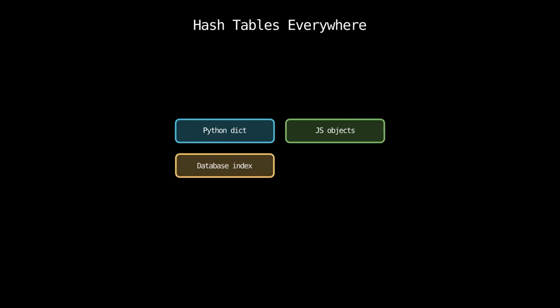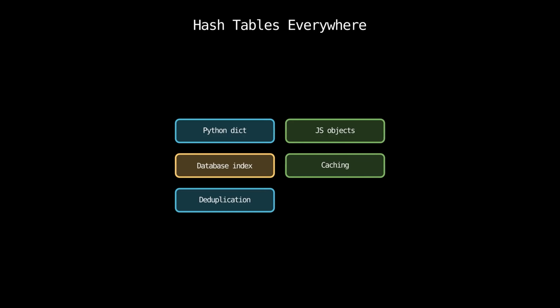Hash tables power everything. Every dictionary in Python, every object in JavaScript, every database index. Spotify uses them to find your playlists. Netflix uses them to track what you've watched. Well, is there a trade-off? In hash tables, there's no ordering. Hash tables scatter data everywhere. If you need sorted data or range queries, you need something else. But for pure key-value lookup, nothing beats a hash table.